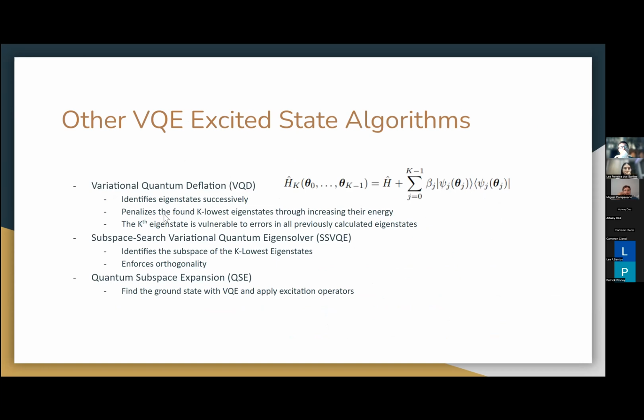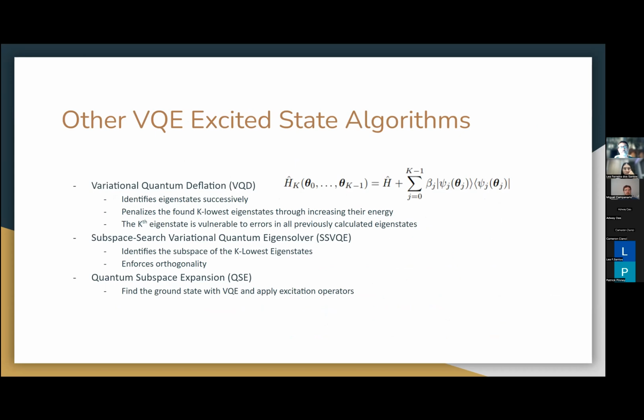So any miscalculations or any noise in the earlier steps that make us guess slightly wrong is going to be propagated to the next layers. And that makes the variational quantum deflation algorithm still noise resilient, but less noise resilient.